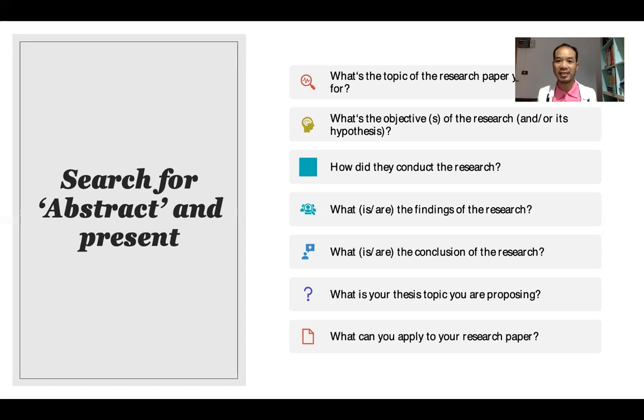Some studies also have a hypothesis, but if not, it's okay, just take the objectives. So we have to know how they conducted the research. To conduct the research means the methodology of that research. And then what are the findings, normally 2 or 3 findings, right? What are the findings of the research?